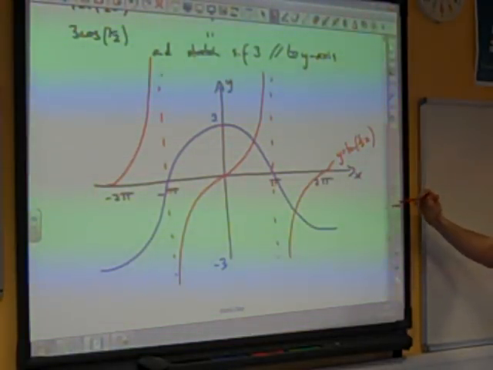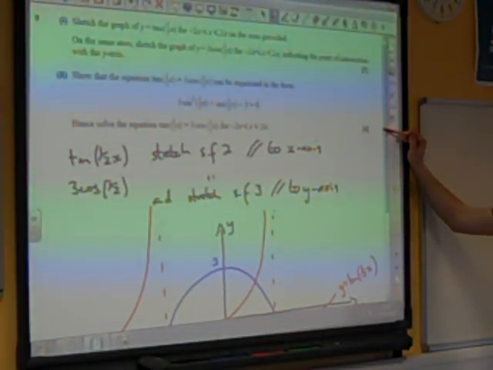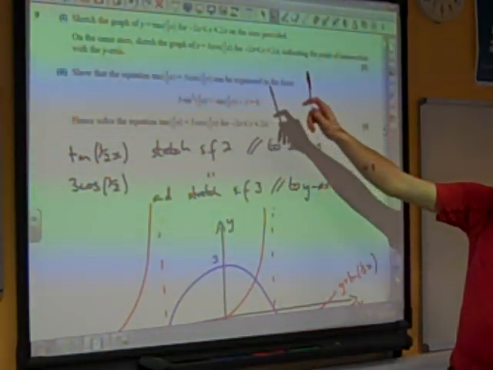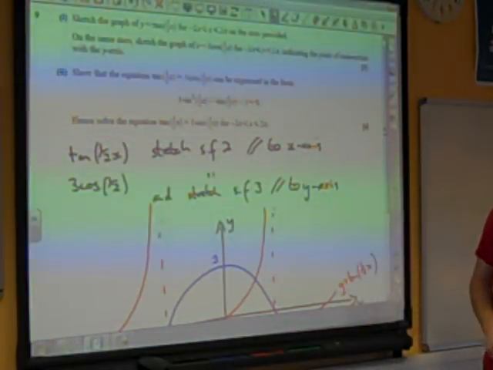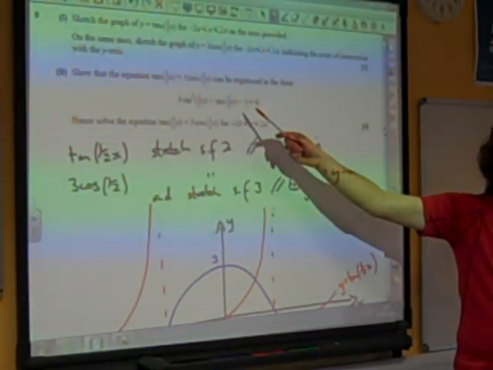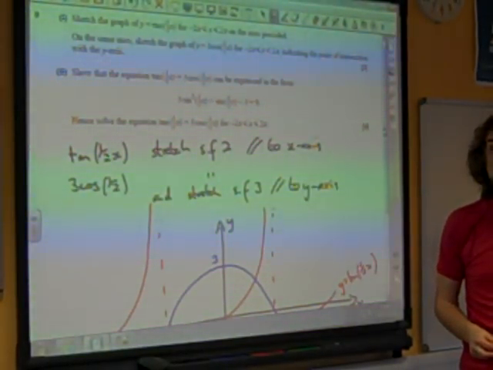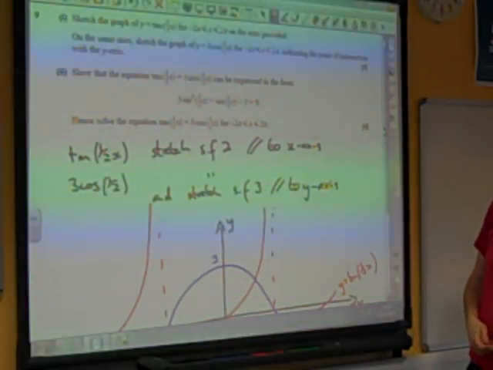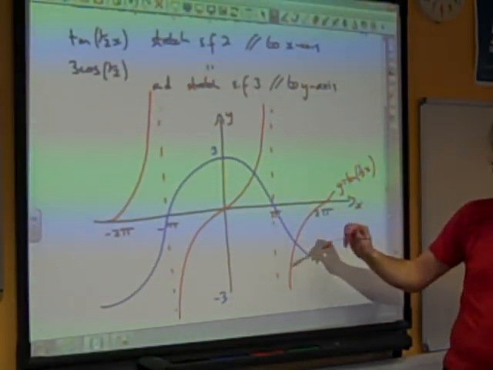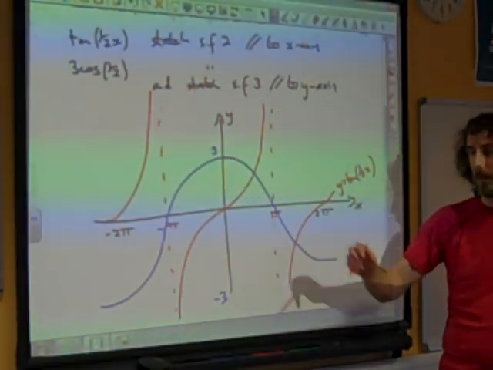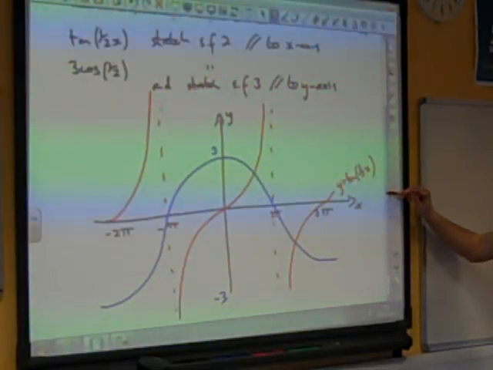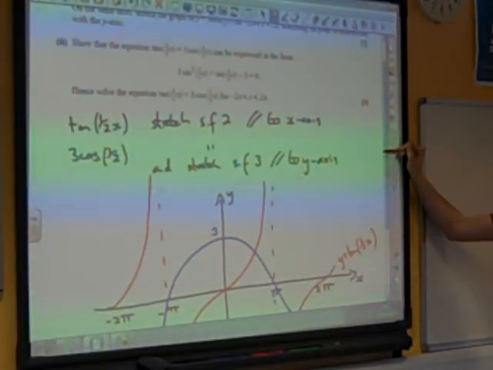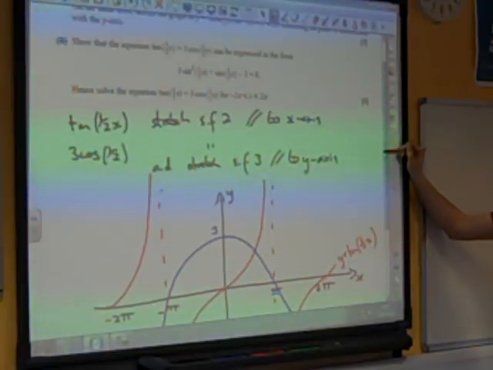Now, the next bit of the question says, show that the equation tan half x equals 3 cos of half x can be expressed in that form. So we talked about quadratics before, we're back to them. It says you need to show the points of intersection. Oh, with the y, sorry. I've done that. I thought it was between the two. No, it was just with the y-axis. Actually, we've got the points of intersection with the x-axis. Okay, so show that tan of half x equals 3 cos of half x can be expressed in that form.